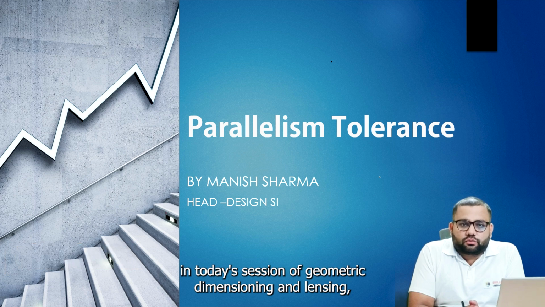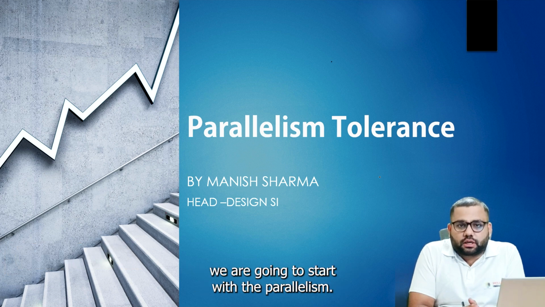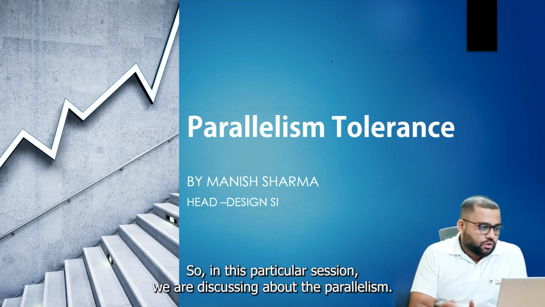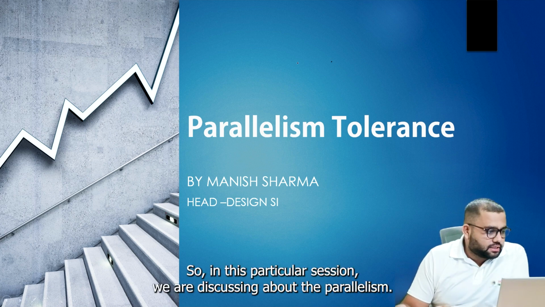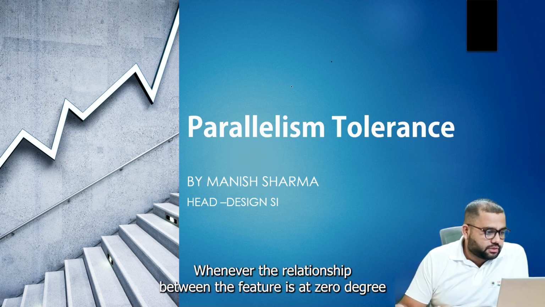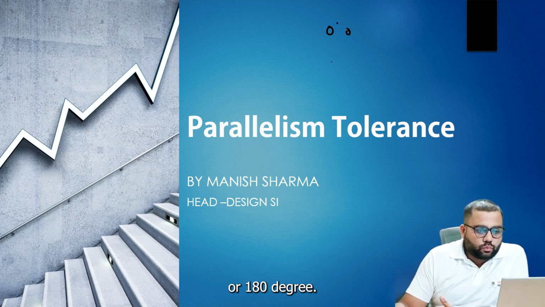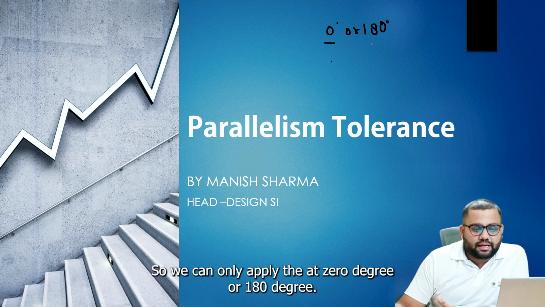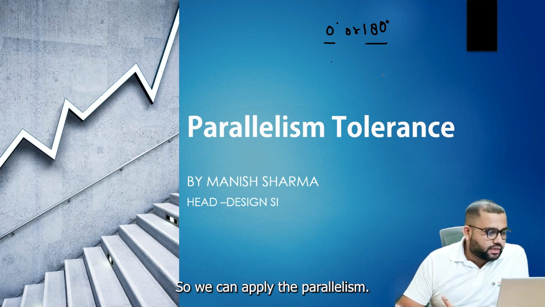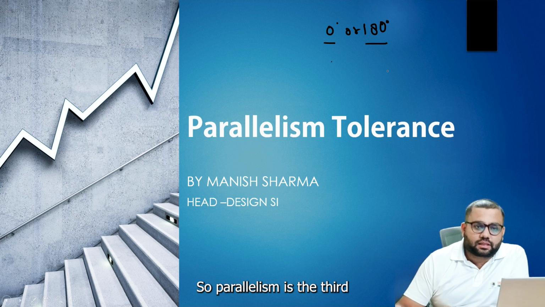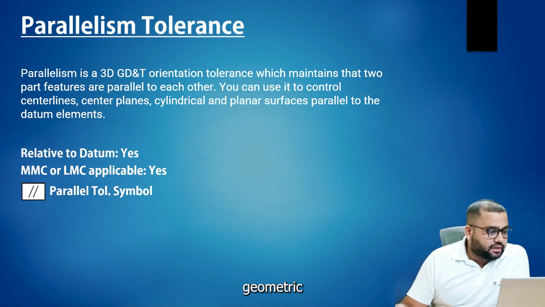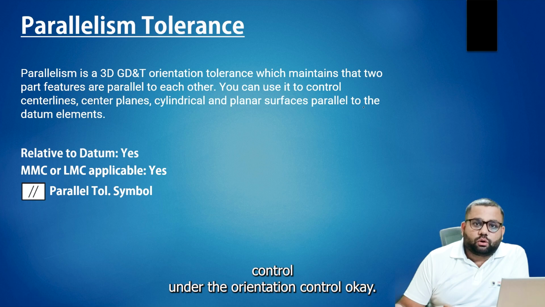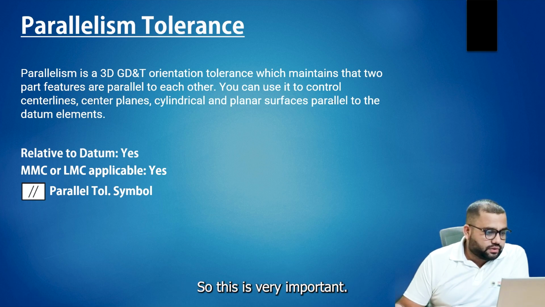In today's session of geometric dimensioning and tolerancing, we are going to start with parallelism. In this session, we are discussing parallelism. Whenever the relationship between the features is 0 degree or 180 degree, then we can apply parallelism. We can only apply it at 0 degree or 180 degree. Parallelism is the third geometric control under the orientation control. This is very important.